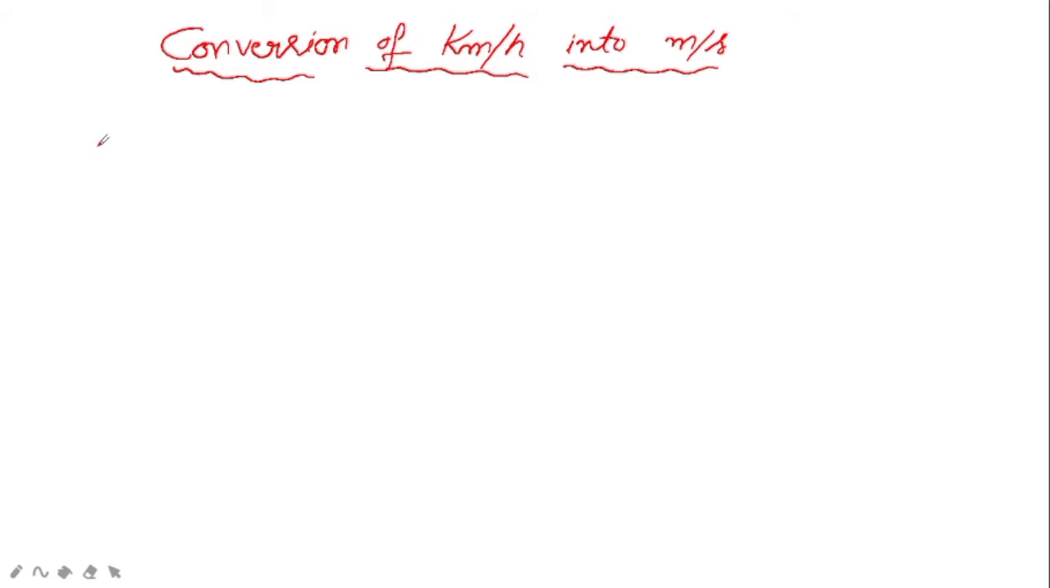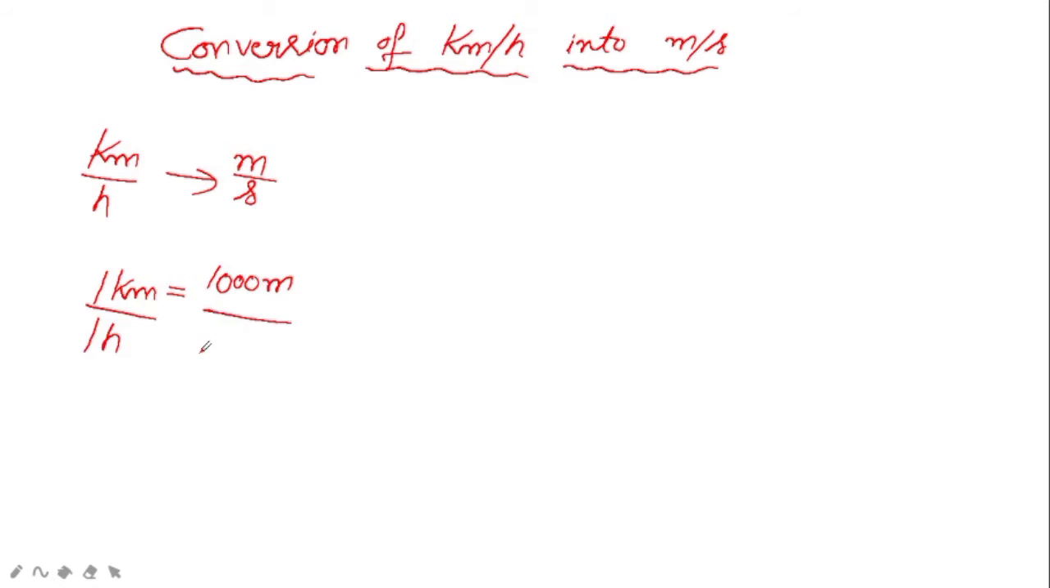So what is our main point? Our main point is just that we have to convert kilometer per hour into meter per second. Now we know that 1 kilometer is equal to how many meters? That is 1000 meter, right? And then 1 hour is equal to how many seconds?